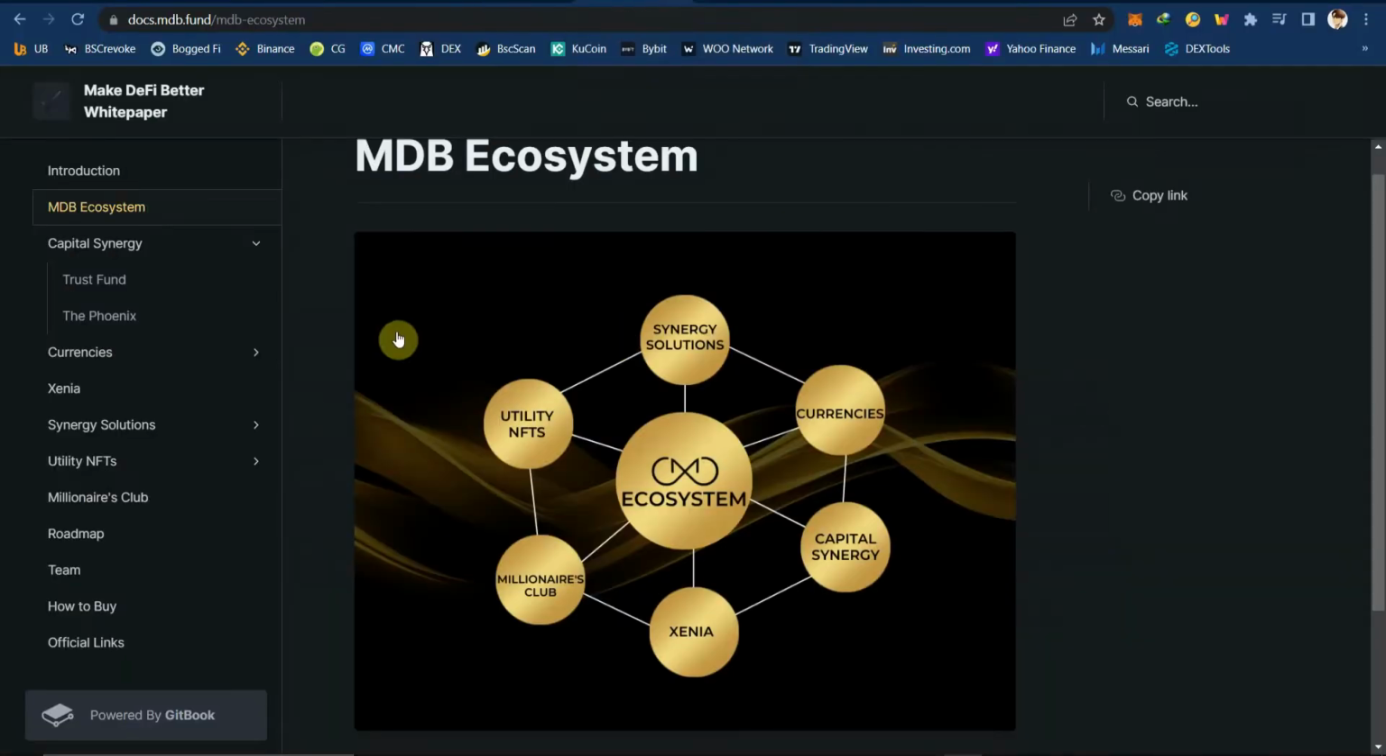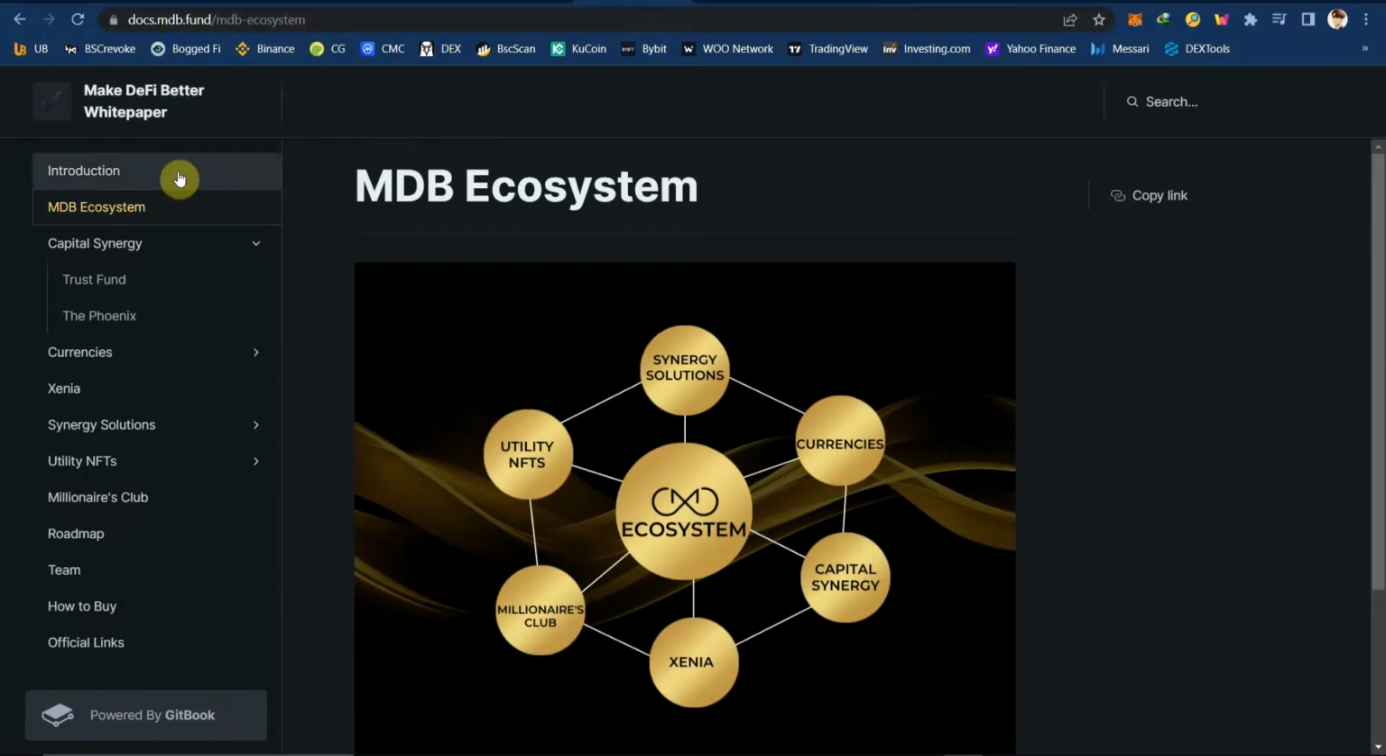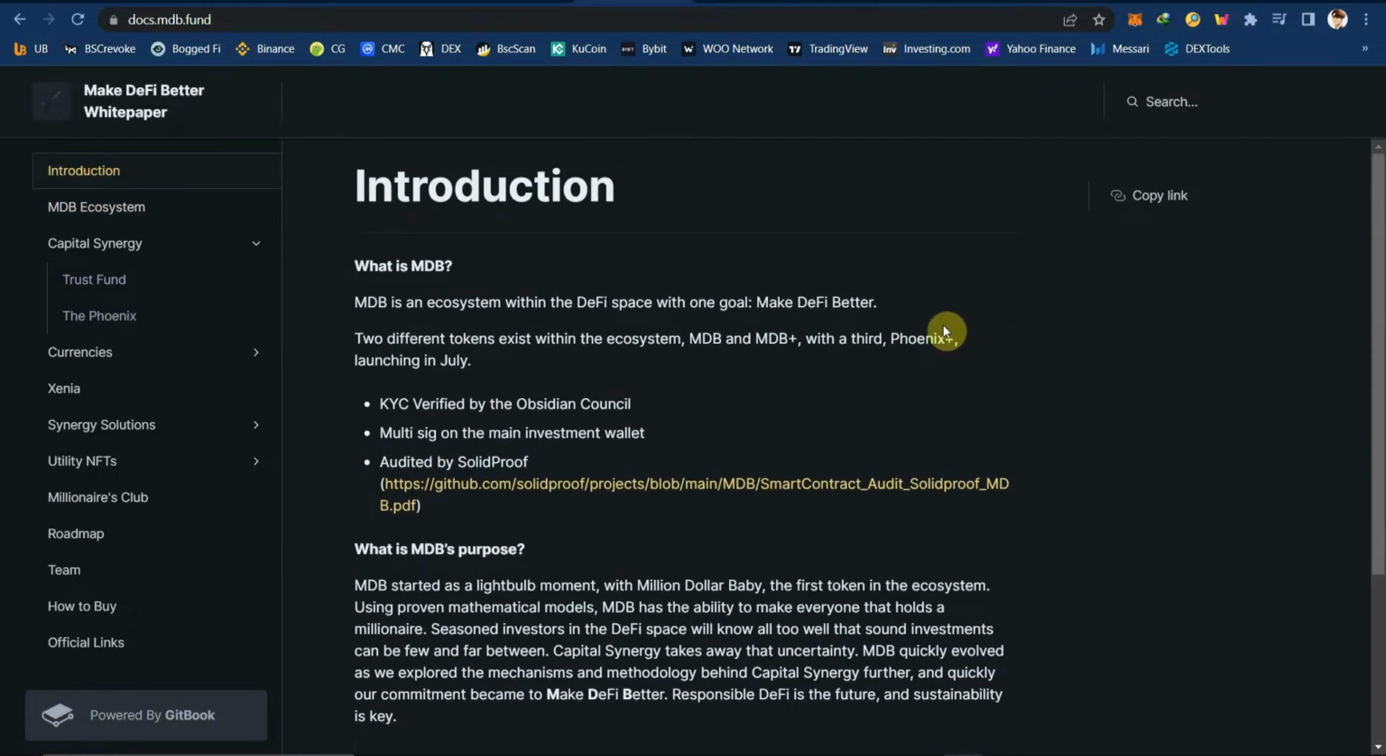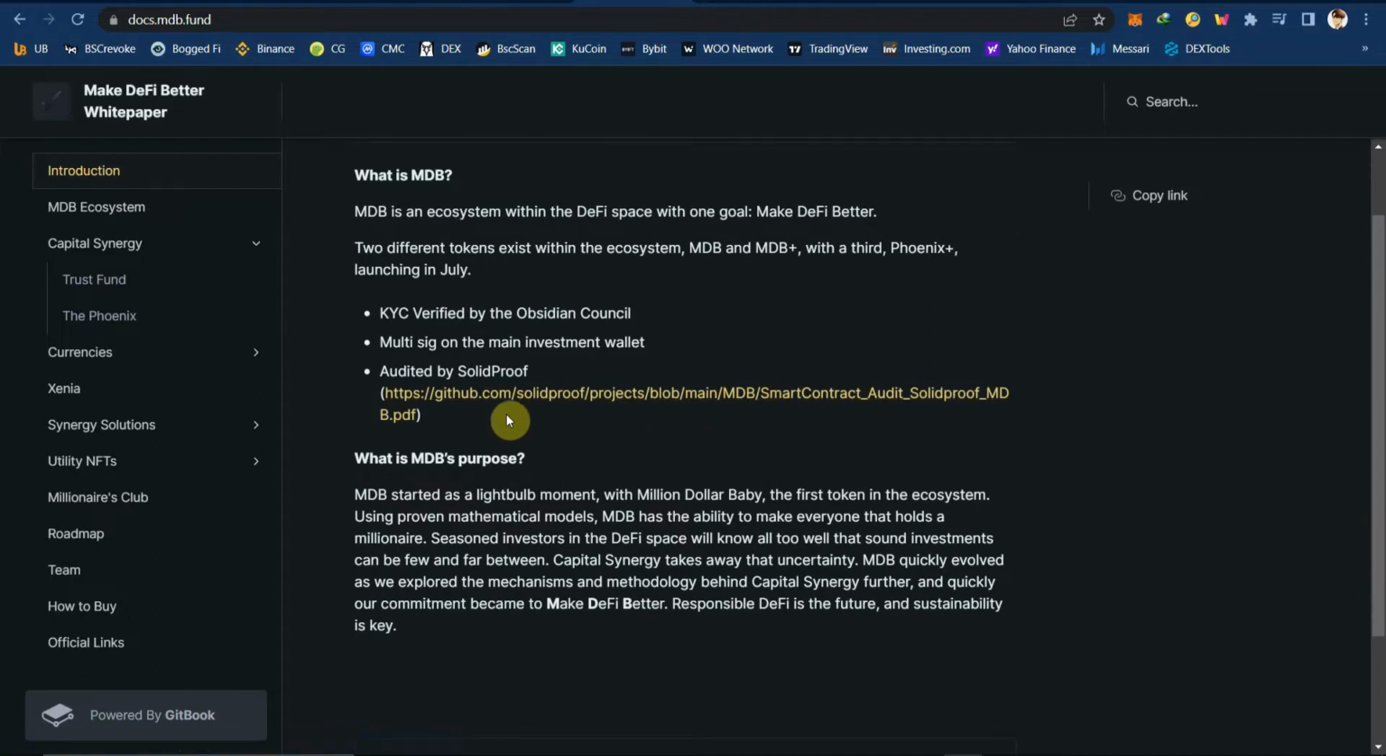Moving forward, let's go to the white paper. Their white paper is at docs.mdb.fund/mdb-ecosystem. Again, the group has been KYC'd, the project is KYC'd. There's also multisig in the investment wallet, plus they got audited by Solid Proof. There are two different types of tokens within the ecosystem: MDB, the primary one, and MDB Plus.